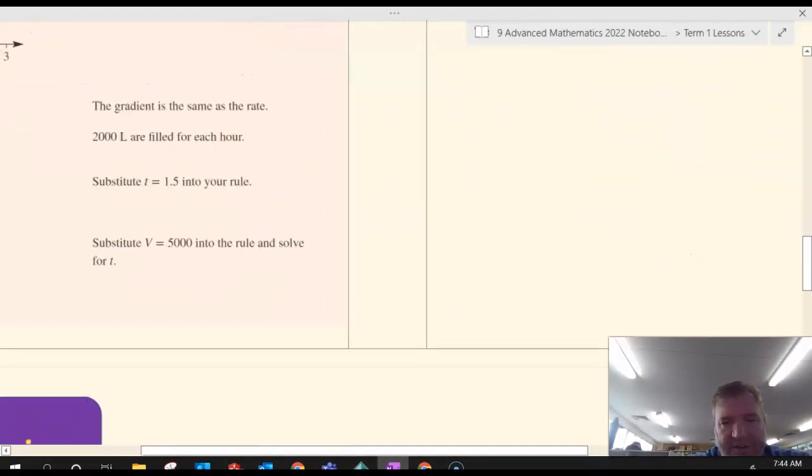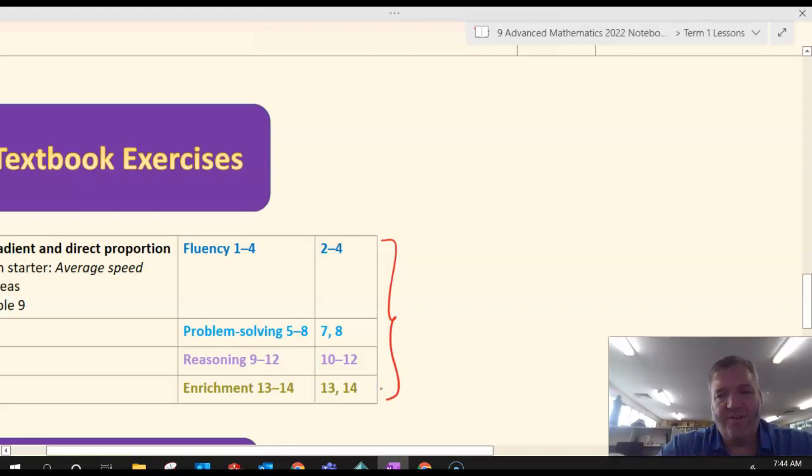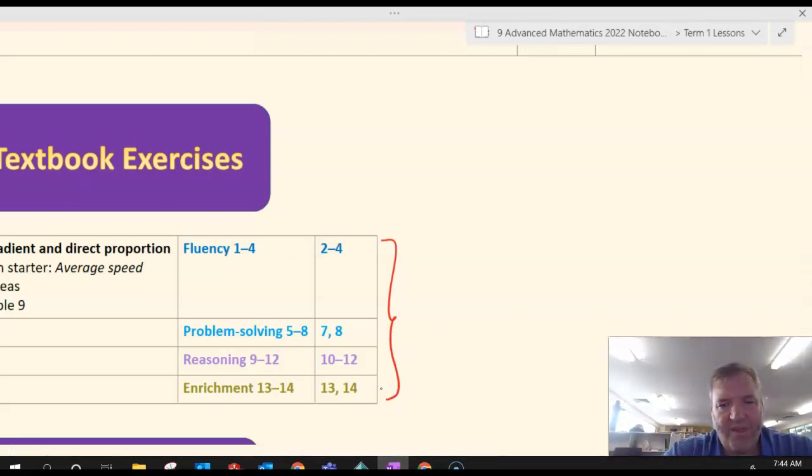That's what's involved in this exercise today. Again, the questions are there set for you. Sketching straight lines where the y-intercept is 0. Nice, easy topic for you today. Gradient and direct proportion. I hope that helps.